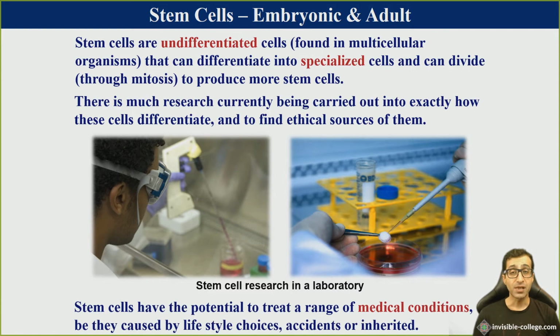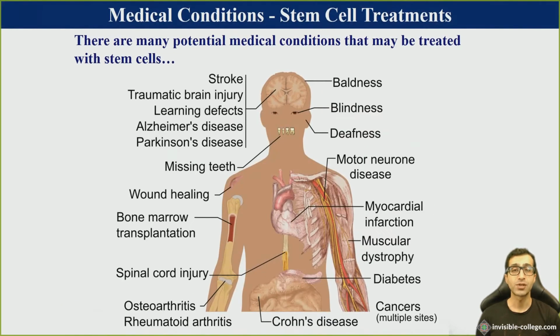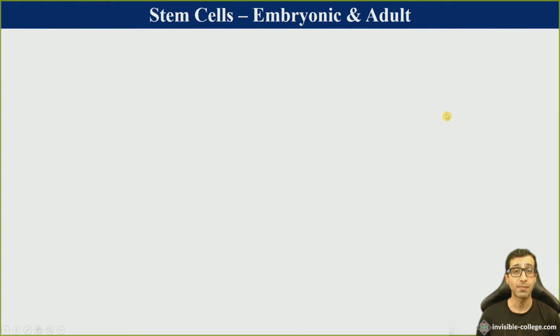So stem cells, as I say, have the potential to treat a very wide range of medical conditions. Here are just some of the medical conditions which potentially could be treated by the use of stem cells. Now, stem cells are generally defined as either being embryonic or adult stem cells.